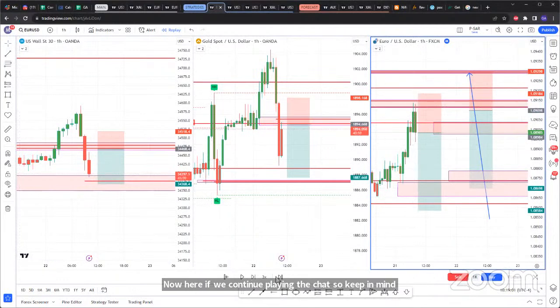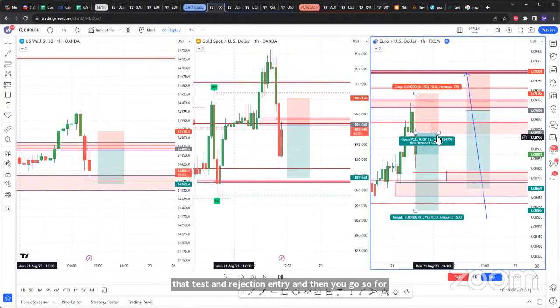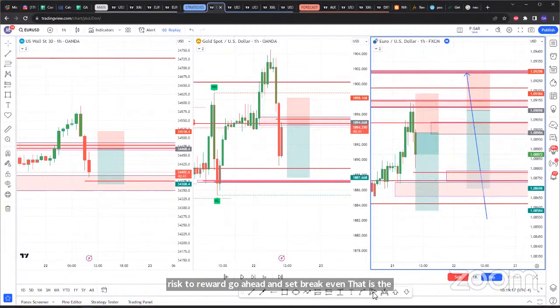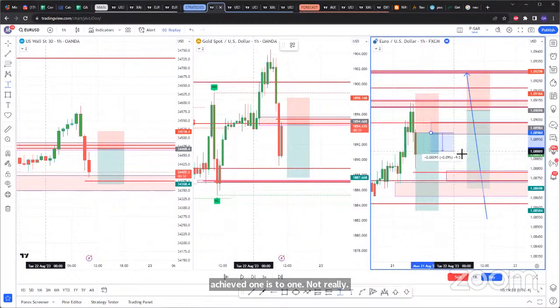Now if we continue playing the chart, keep in mind, test and rejection. So hopefully you guys have seen that test and rejection entry. And then for this strategy, if you achieve at least a 1:1 risk to reward, go ahead and set break even. That is the key. Unless you want to take the risk, if you achieve at least a 1:1, go ahead and set break even. So for this particular trade, I don't know if it achieved 1:1. Not really. So 1:1 would have been if this trade reaches that red line.